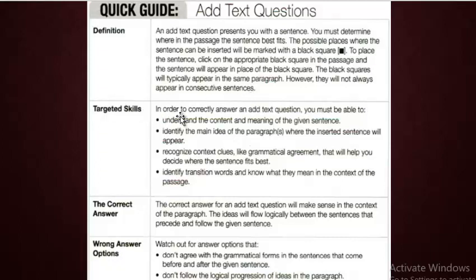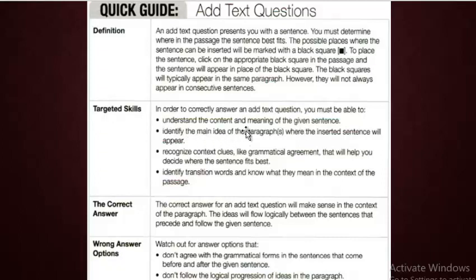Targeted skills. In order to answer add text questions correctly, you must be able to do the following. Number 1, remember these strategies. Understand the content and meaning of the given sentence. First of all, try to decode and analyze the sentence. The sentence that is given to you to add to the text, you analyze first, decode it, and then divide it into many pieces of information.